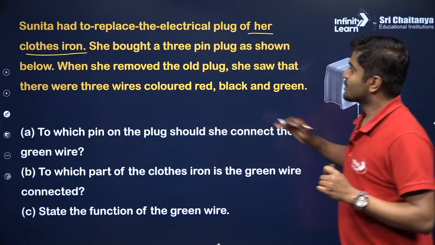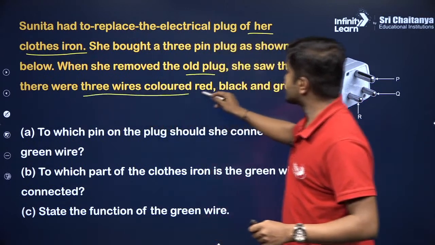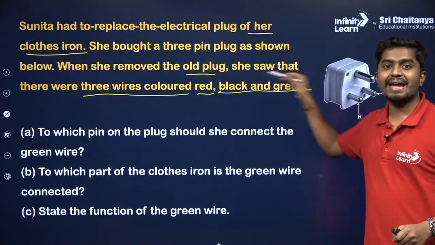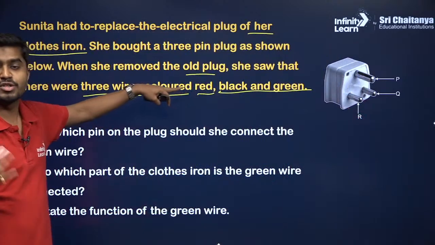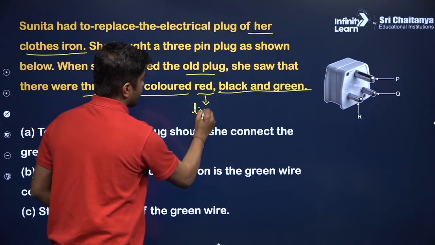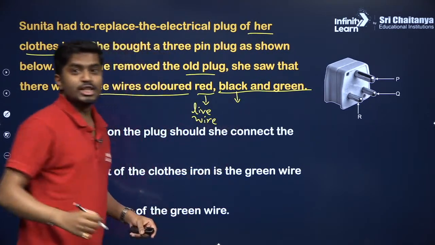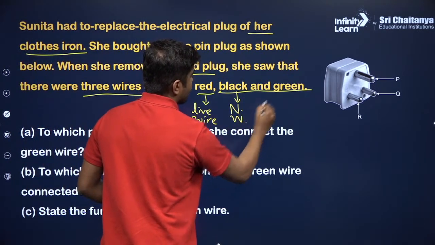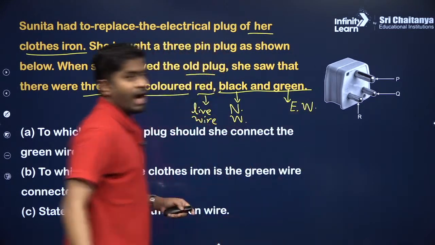Now when she removed the old plug, she saw that there were 3 wires colored red, black and green. Can you tell me which wire the red one is? So red is our live wire. Black one is neutral. Do you remember? There is a neutral wire. And the green one is the earth wire. How many of you remember?